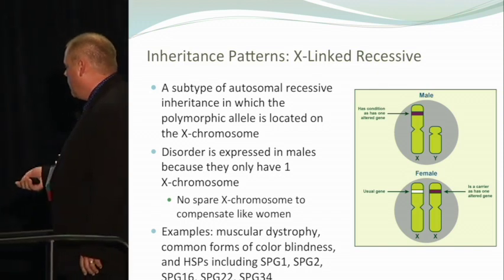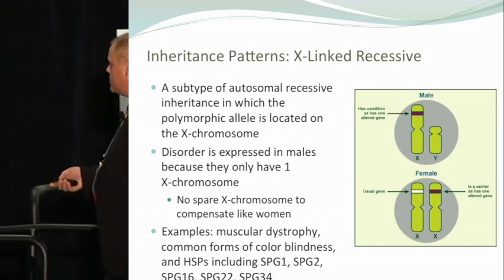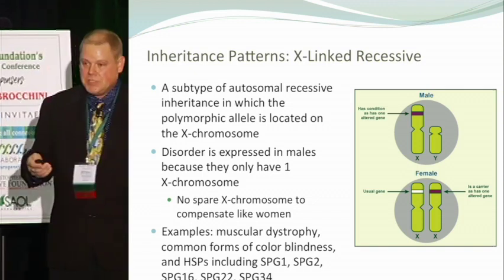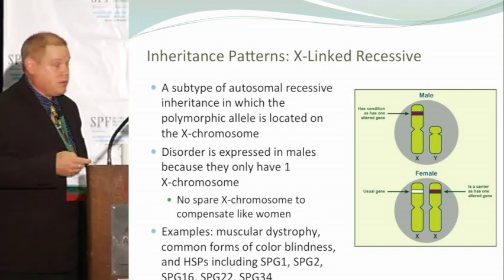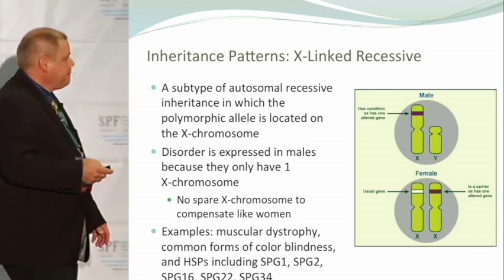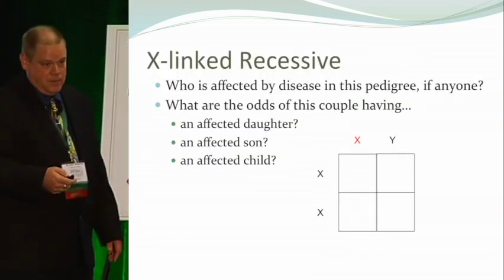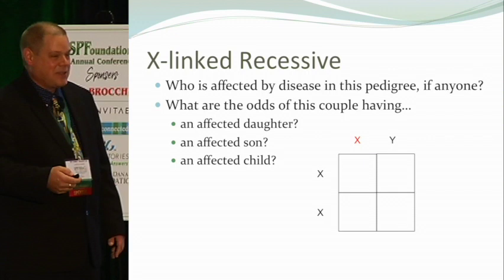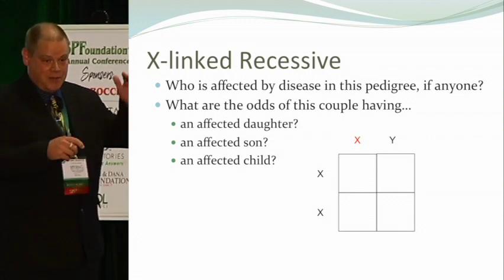HSPs including SPG1, SPG2, 16, 22, those are examples of X-linked recessive, and that may be on your list. Okay? So, Punnett Square time. This one's more complicated because X versus Y means boys and girls.